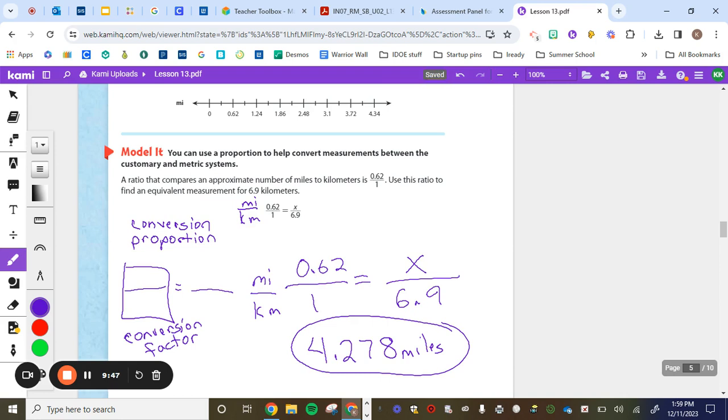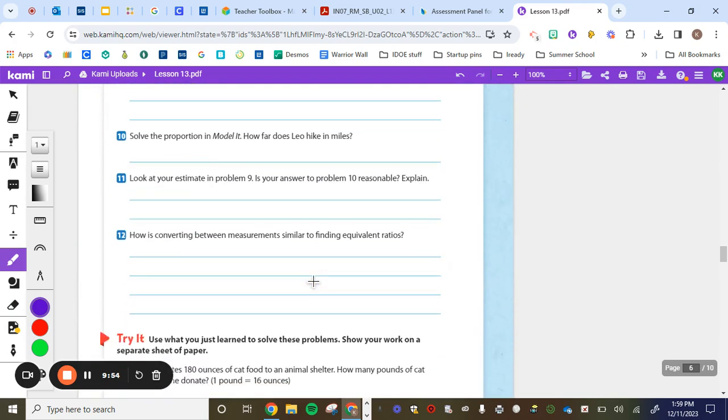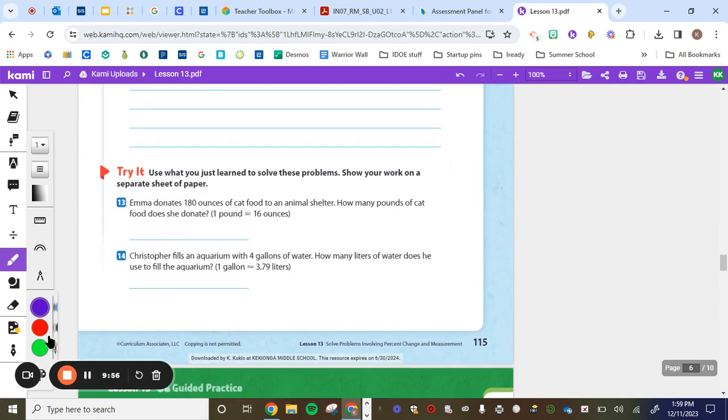Now you can skip 9, 10, 11, and 12, and we're going to skip ahead just to the practices, number 13 and 14. So we're skipping this and going straight to number 13. Remember, you're going to use 1 pound equals 16 ounces for your conversion. Emma donates 180 ounces of cat food to an animal shelter. How many pounds of cat food does she donate? So I know I'm comparing pounds and ounces. I went ahead and put pounds on the top because pounds came first in our conversion factor. And 1 pound is 16 ounces, which is what they told us.